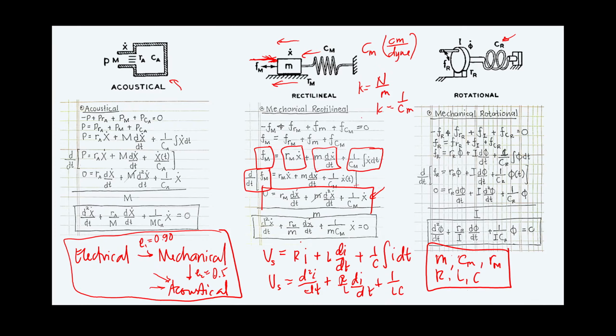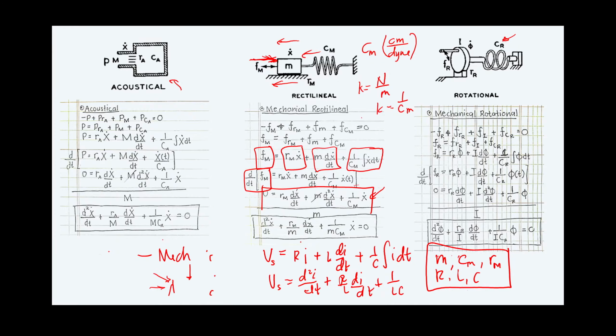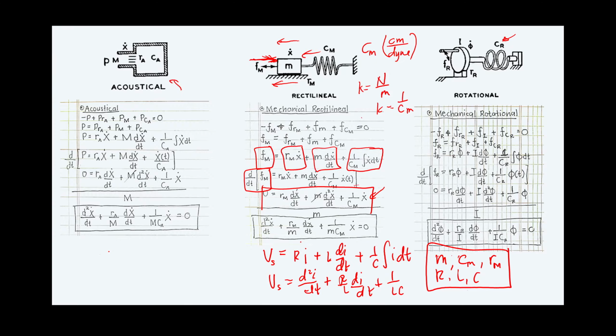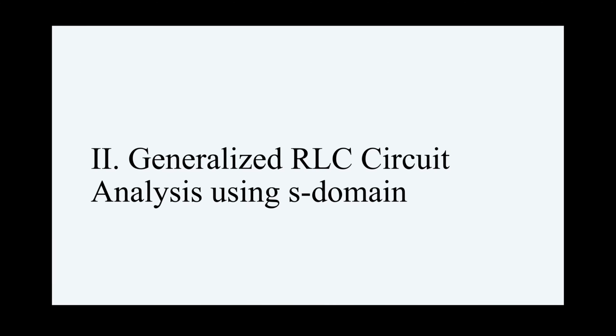Well, that's more advanced now, but the most important thing is that you've seen the analogical approach: all systems can have a similar way of analyzing. Then, given the second order differential equation, you can now solve using what we've learned in circuits, for example the Phasor and Laplace transform. Let me proceed with the generalized RLC circuit. So far there are no questions? Okay, using S domain.